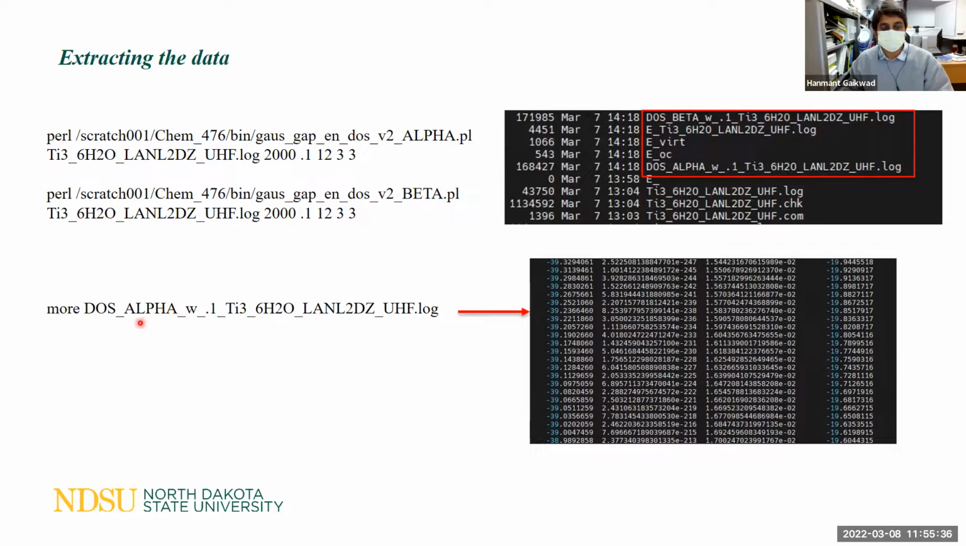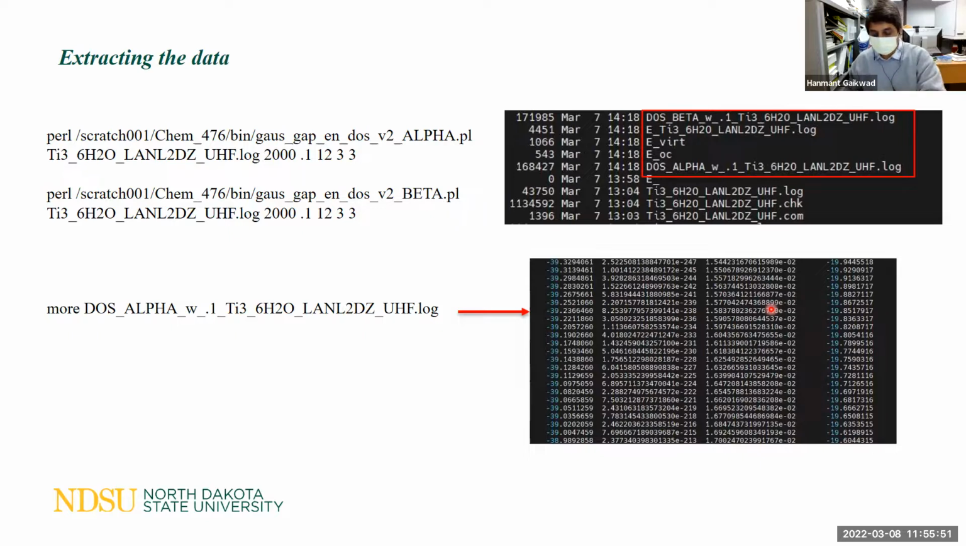So here we visualize the density of states alpha orbital file, where we can see the different columns, where the energy is at the end of the column and in between are the intensities of the density of states.